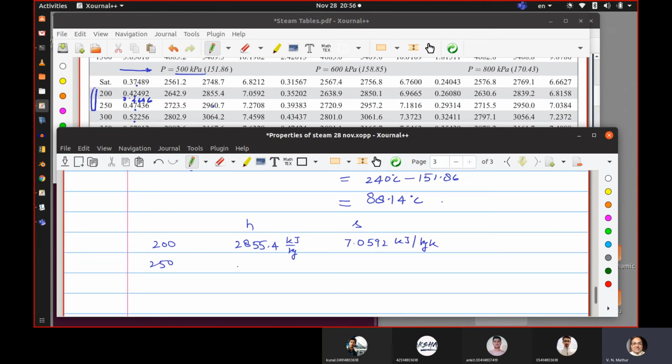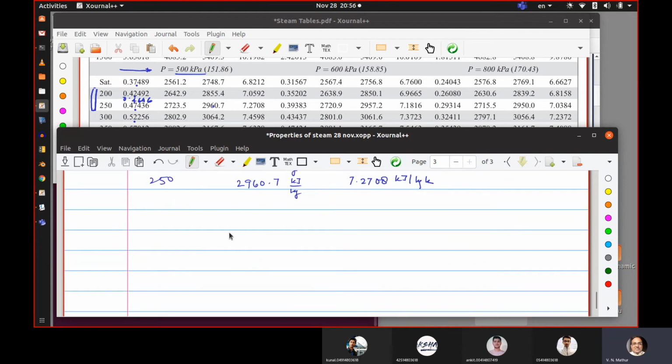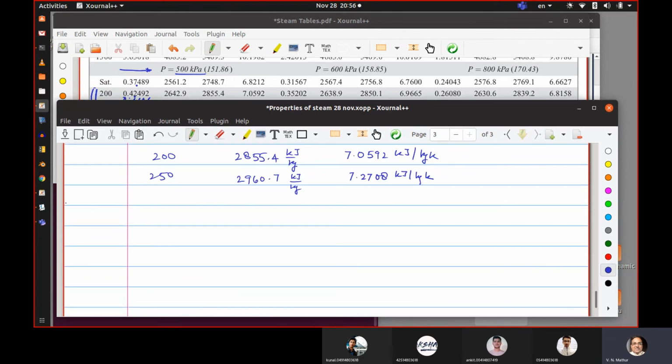At 250 the value is, below 2855.4, 2960.7, and this value is 7.2708. So the enthalpy of the given steam should lie between these two values. Make it a little bigger, both values will be visible.